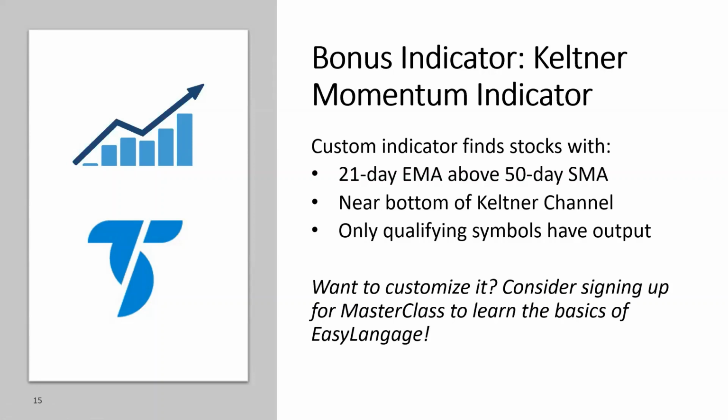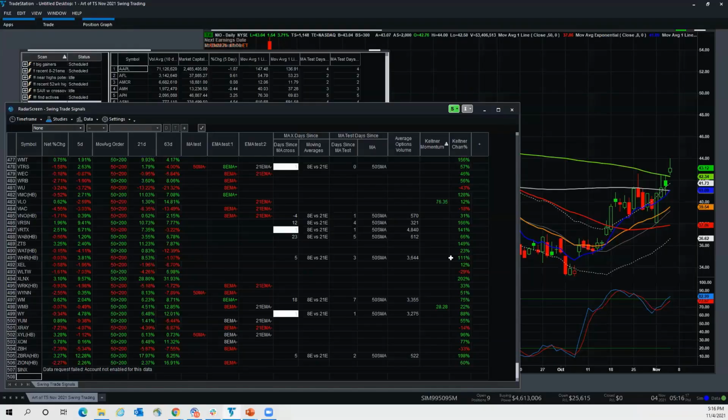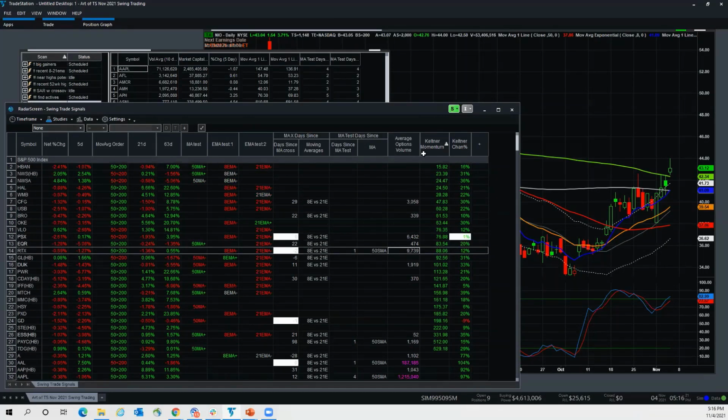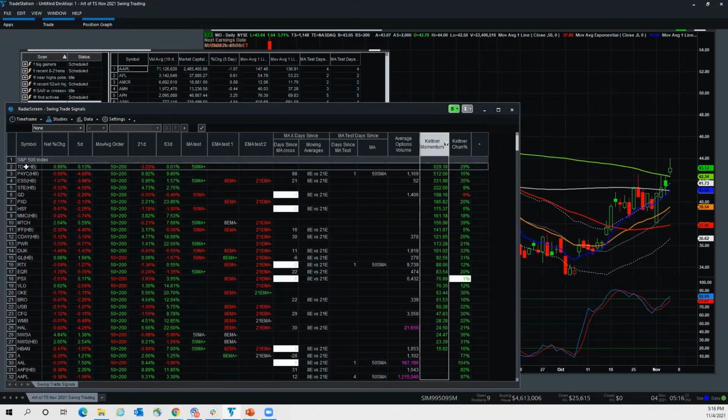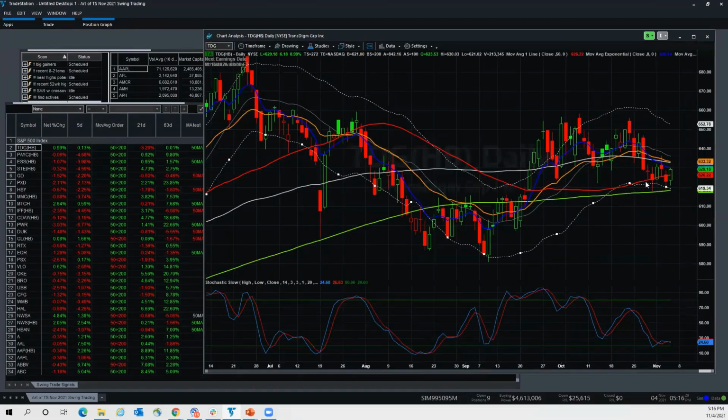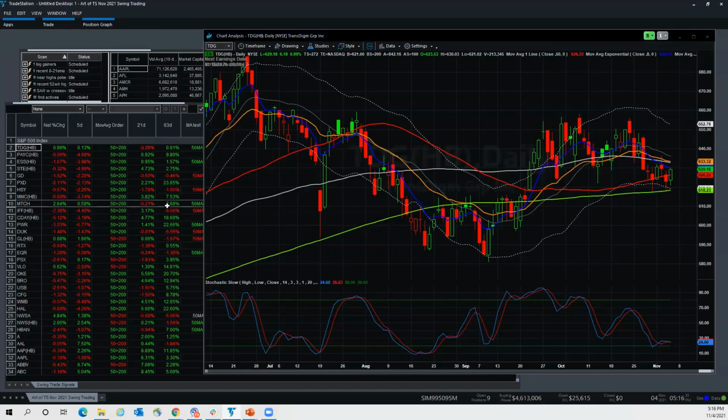So this is an example. You could run this in Scanner by simply saying where the value it produces is greater than 1, and it will give you those results. So right now, this is my Keltner momentum on the S&P 500. It found these stocks. These are stocks with a 21-day exponential above the 50-day simple and within a certain percent of that lower band.